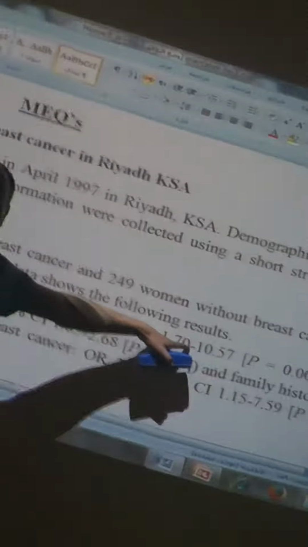So 95, what does it mean? 95% is called the level of confidence. Level of confidence means that if you take many similar studies, 95 times your value will fall within this confidence interval.